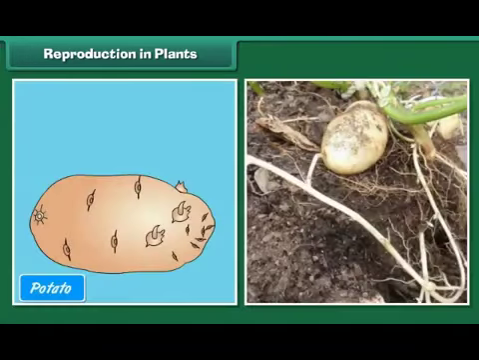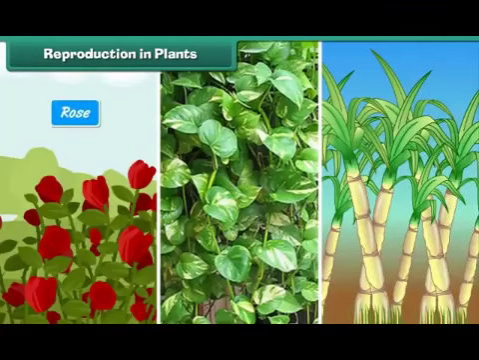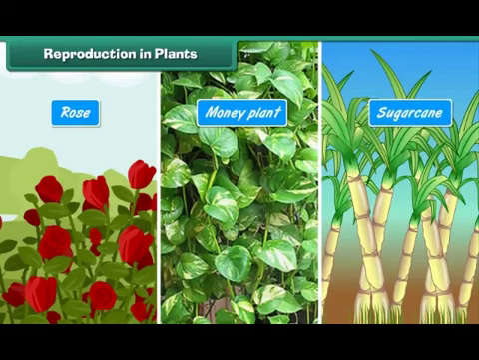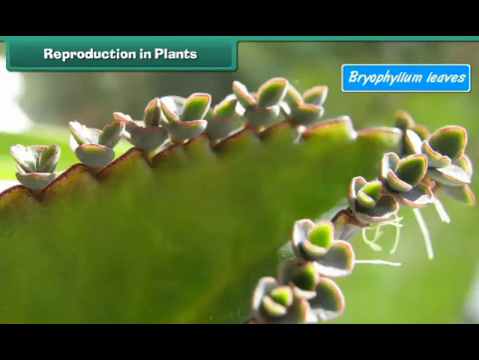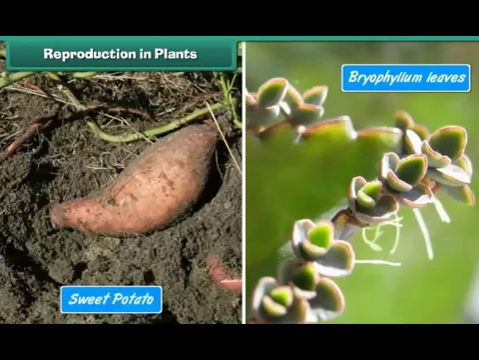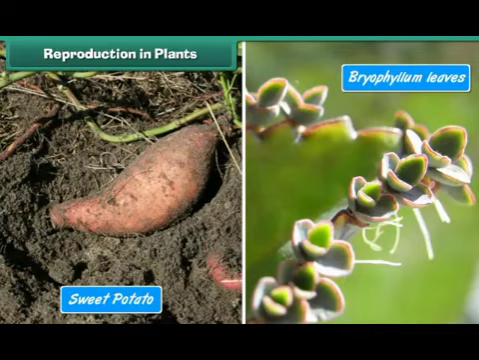Some plants can reproduce from their body parts. Example, potato can be developed from underground stem having buds on it. Rose, money plant, sugarcane can be developed from stem cuttings. Bryophyllum can be developed from its leaves. Sweet potato grows from its roots.